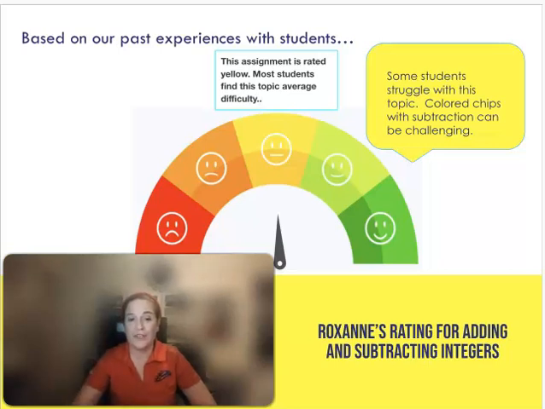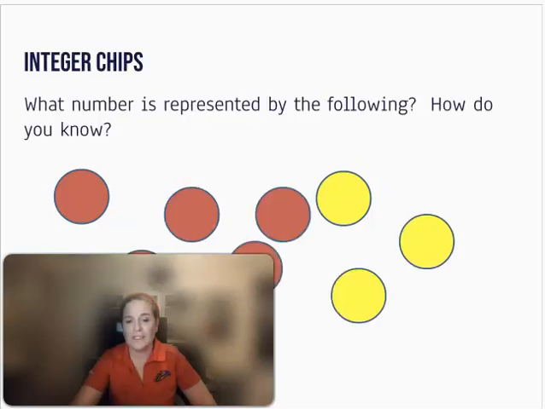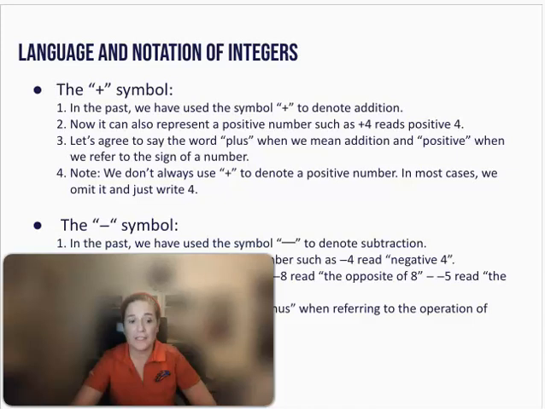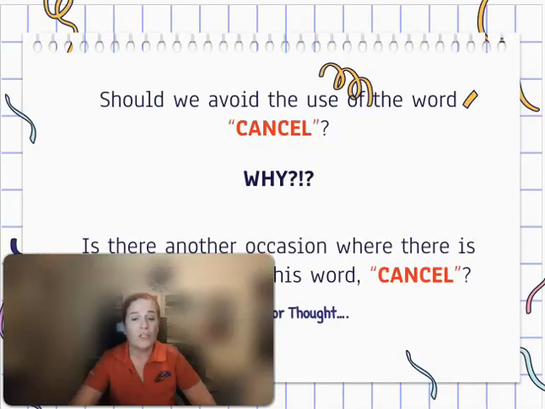So we're going to use these colored chips. We are going to discuss how to add and subtract, and the language that we want to use when we are discussing integers. We want to be extremely precise because sometimes it's actually the vocabulary that the instructor is using that makes the information more confusing to students. So we're going to discuss opposites and absolute value and why we don't want to use that word cancel, which people say all the time.